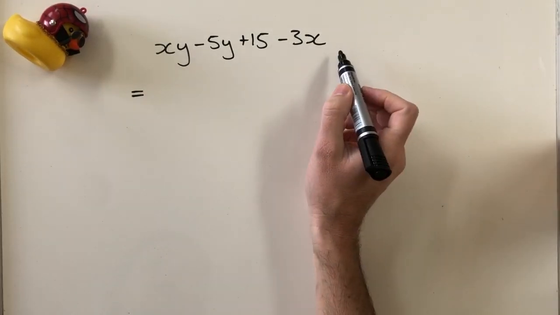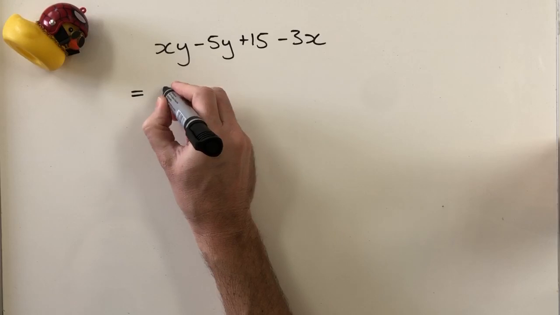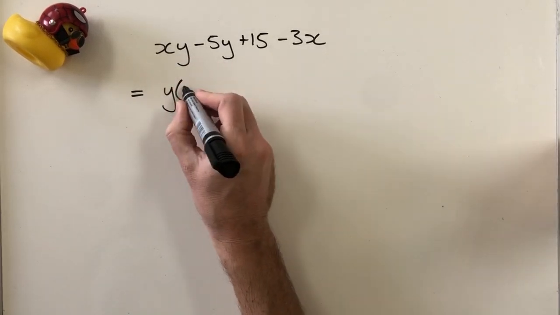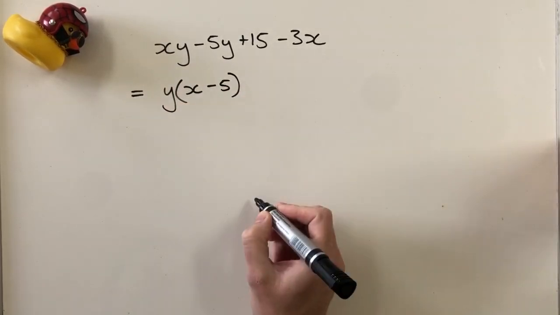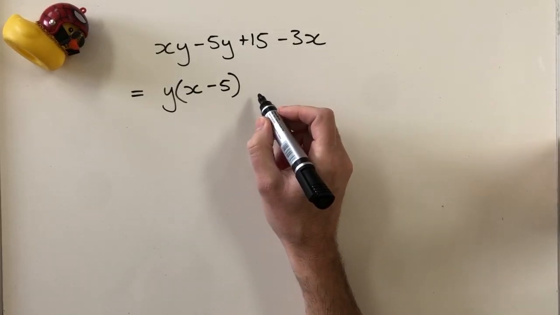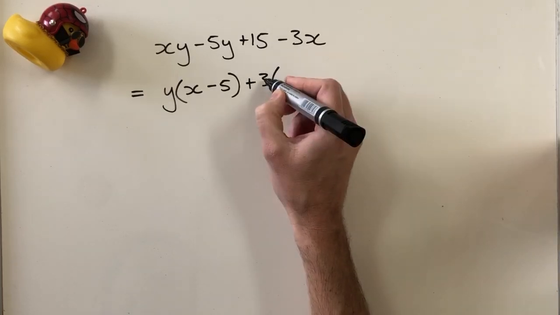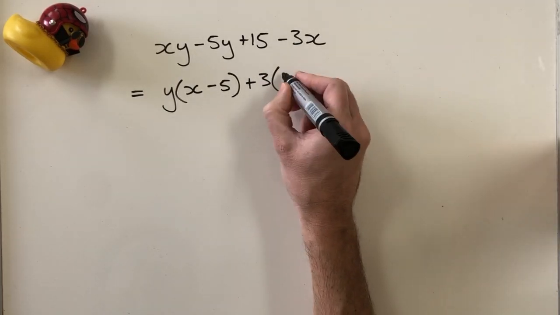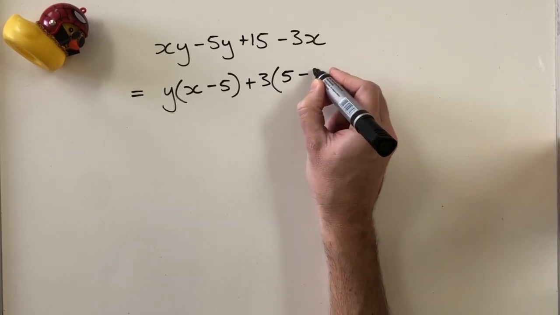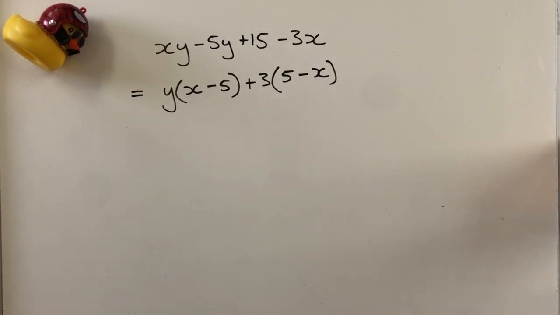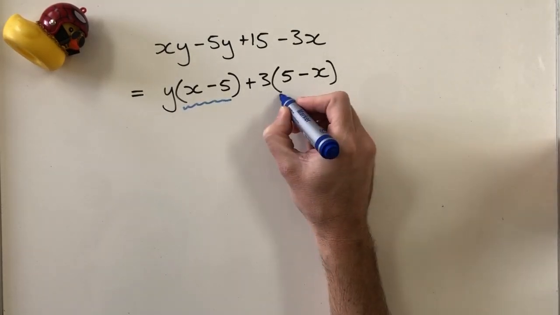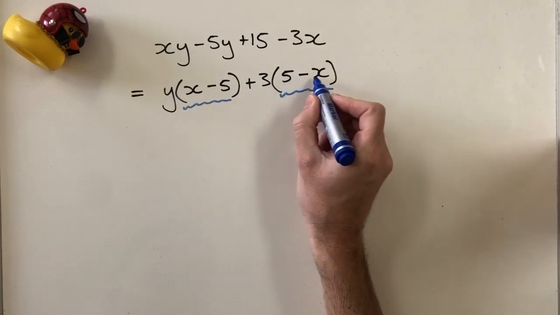So again, nothing common in all four, but in the first two I have a y that's common, so I can take that out, and I'm left with x minus 5. And in this one there's a 3, so I can choose what I want to take out. I think I'll take a plus 3 out. And what I'm left with here is, this has to be a 5, and that has to be minus x. So we're on the right track, but we can't take these brackets out because they're not exactly the same yet, right? They look the same. This one is x minus 5 and that one is 5 minus x.